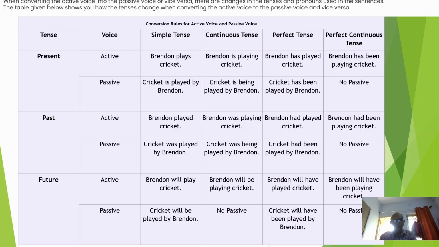Brendan will be playing cricket. Brendan will have played cricket. Brendan will have been playing cricket. Passive: Cricket will be played by Brendan. No passive in future continuous. Cricket will have been played by Brendan. No passive in perfect continuous tense.